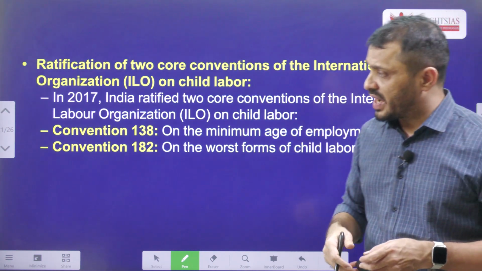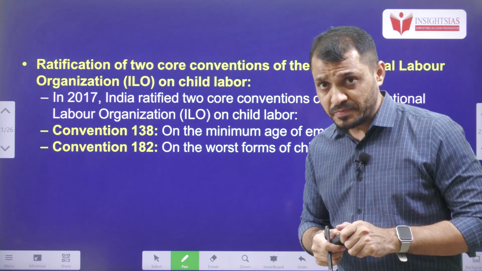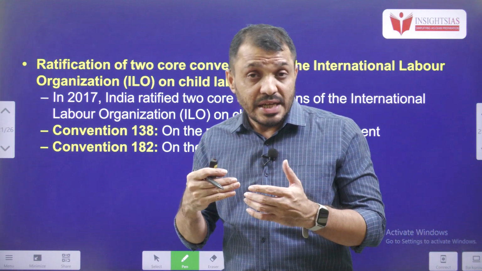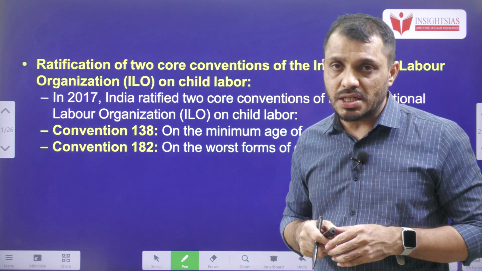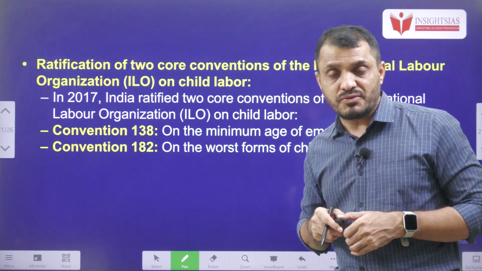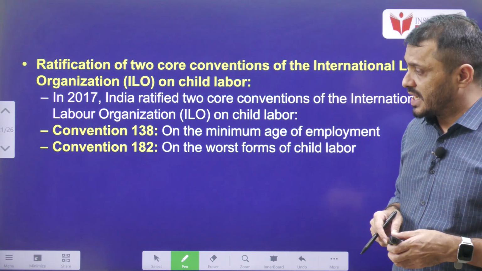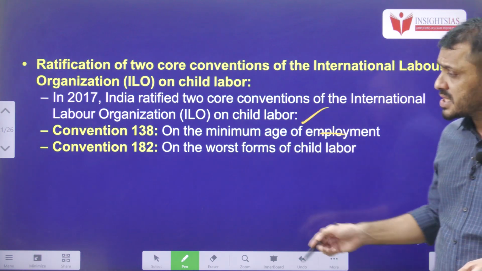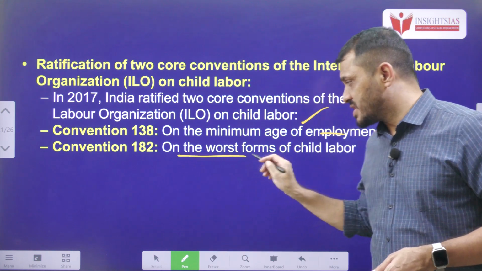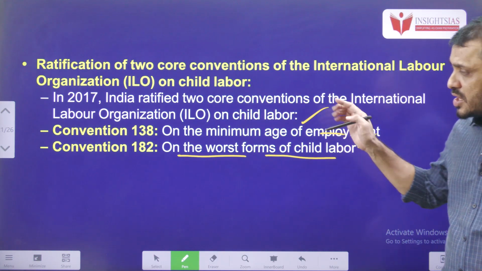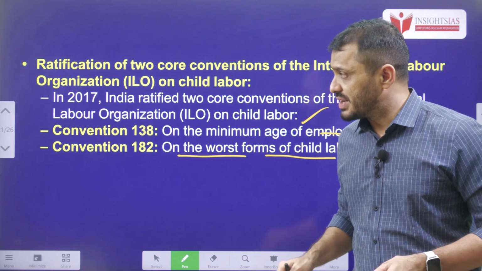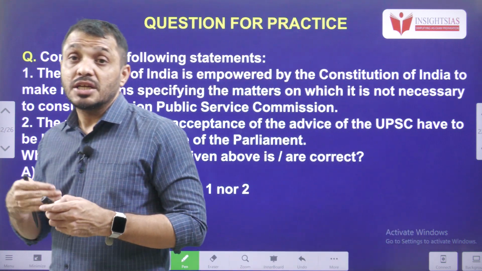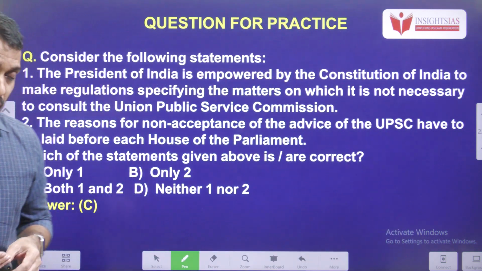Next, ratification of ILO conventions. Like I said earlier, along with efforts within our country, India is respecting the international conventions related to child labor, and we ratified a couple of ILO conventions related to child labor. They are Convention number 138, which is on the minimum age of employment, and Convention 182, which is on the worst forms of child labor. These two conventions were adopted by India in 2017. So this is regarding child labor and the usage of children in political campaigns.